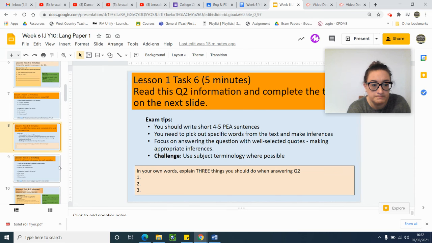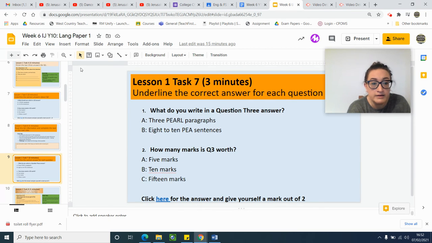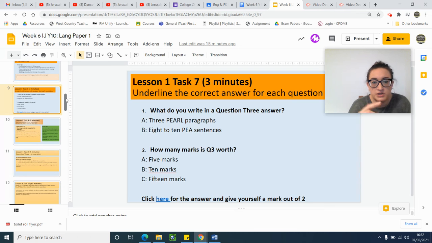Then slide 9 does exactly the same thing as you've been asked about question 1 and question 2 so far. So 2 factual questions about question 3. So this is just testing your knowledge of what you have to do on the exam. So what do you write in the question 3 answer? How many marks is question 3 worth? And remember that you can go back to check those answers against the slide with all of the information about the questions on it.